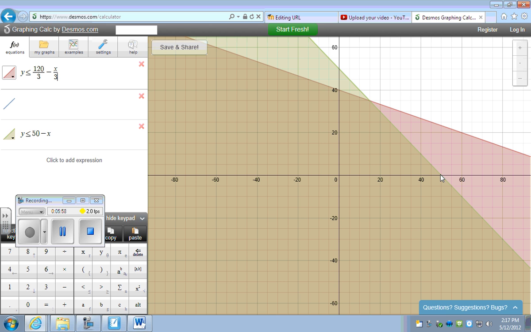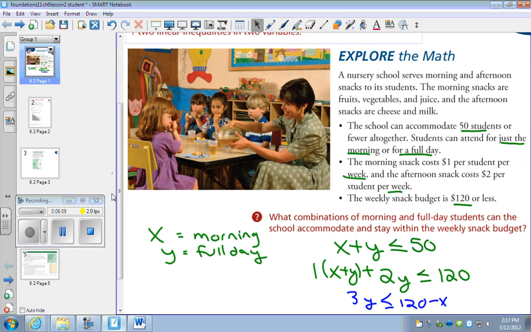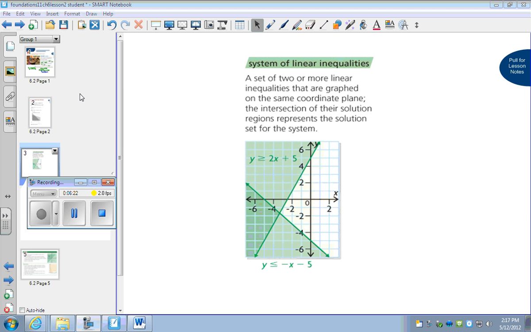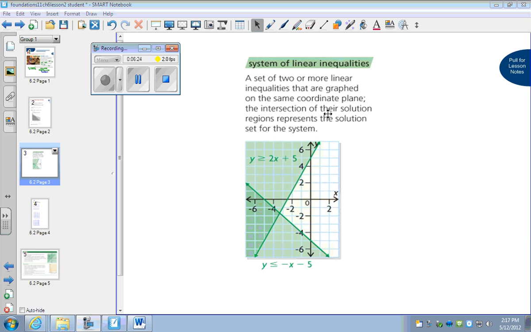Eventually we're going to get to, well, how can we optimize this? How can we get the most number of kids and make the most amount of money? We're going to figure that out in the next coming sections. So just Google Desmos graphing calculator if you want to do that. A system of linear inequalities means there's two or more linear inequalities graphed on the same plane, and the intersection of their solution represents a solution set. So you can see how it's filled in there.